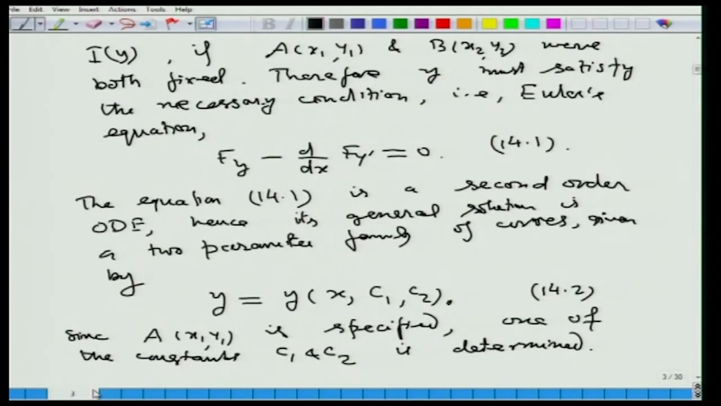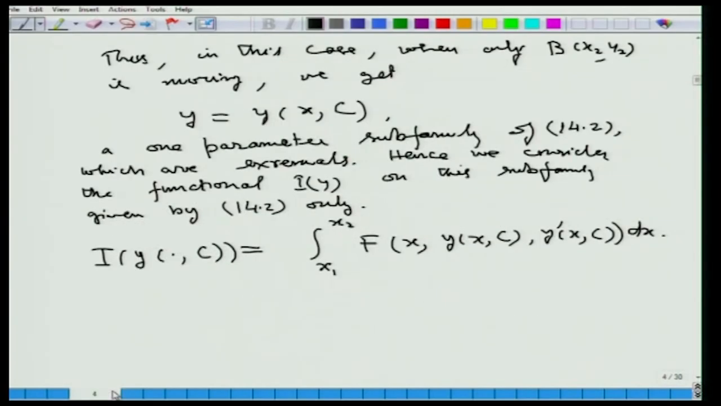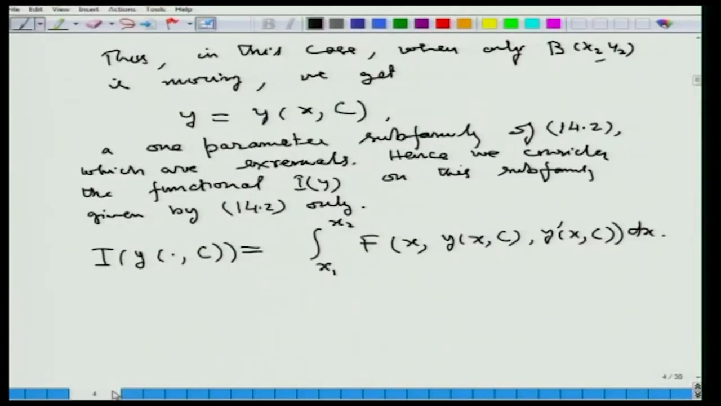So, here you know that this Euler's equation, f y minus d by dx of f y prime equal to 0, is a second order differential equation which gives us the family of extremals as a two parameter family of functions, where y equal to y of x, c1 and c2 are parameters. And so, if we assume that the point A(x1, y1) is fixed, then one of these two constants gets determined and then we get this subfamily y equal to y of x, c as the family of extremals taken as a one parameter family. That means c is given different arbitrary values and we get different extremals here. So, we can consider now I on this subfamily.